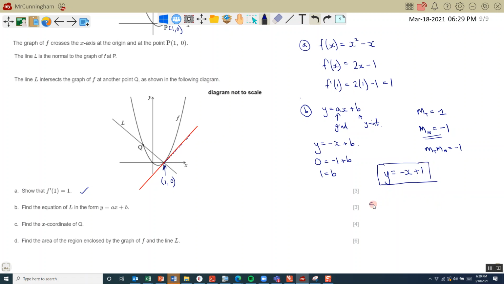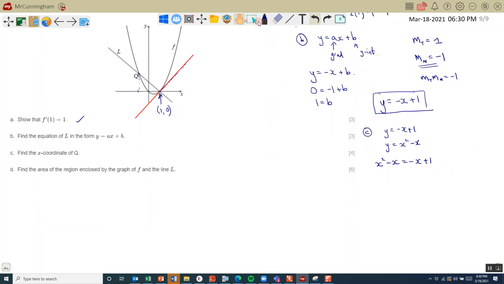Okay, part C. Find the x-coordinate of Q. So I want to find this x-coordinate for Q. And I'm going to do that, okay? So I know that my line L, which is this equation, intersects my graph f, which is this equation, at 2 points. So if it intersects, then these two equations can be solved simultaneously. So I've got my y equals negative x plus 1. I've got y equals x squared minus x. And if I put them equal to each other and solve simultaneously, and let me just scroll down a little.